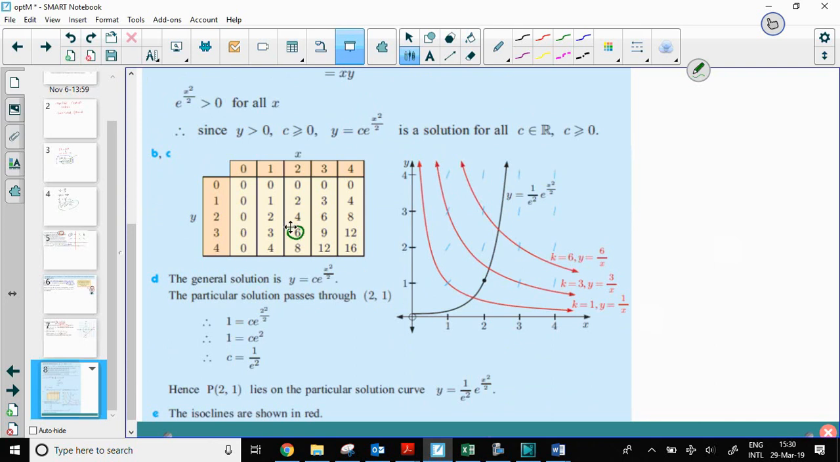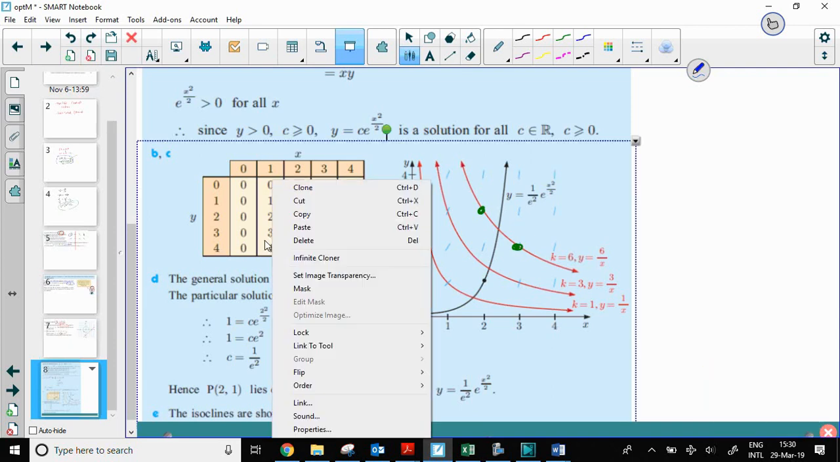So the first one was k equals 6. Looking in my table, I've got 2 points where we could have 6 as a slope, and they're at (3, 2) and at (2, 3). And we see that that isocline does go through those 2 little slopes. Same thing with k equal to 3. I'll just show that one.